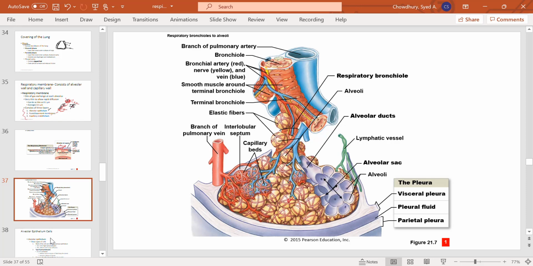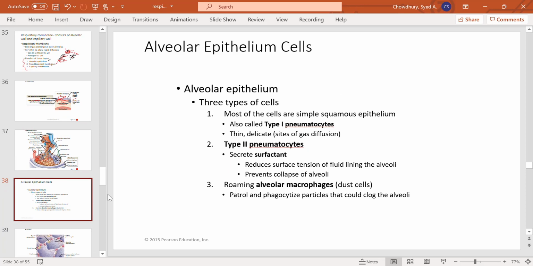You see here, these are the alveoli, and on the surface you have the capillary bed. So each alveolus has a capillary bed. Okay, now in the wall of the alveolus, you'll see three types of cells. Most of the cells are simple squamous. That means what? Single layer of flat cells, right? Squamous type cells, you already know that. So this is simple squamous flat cells.